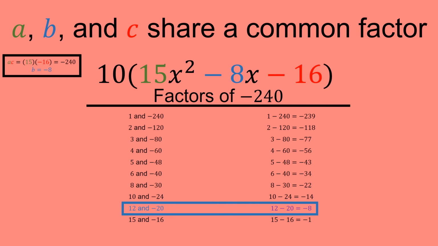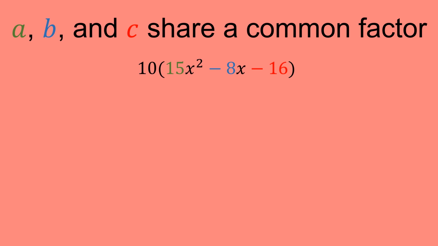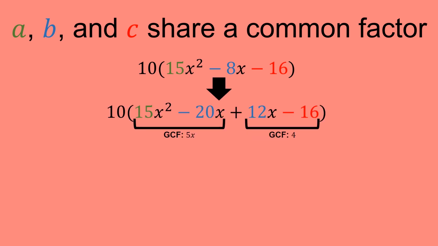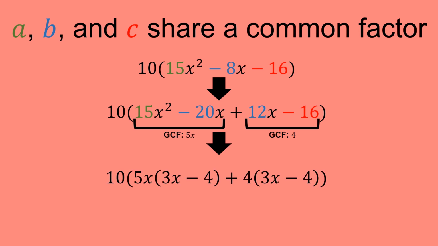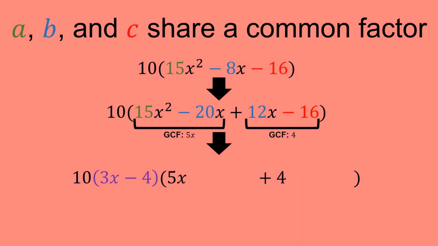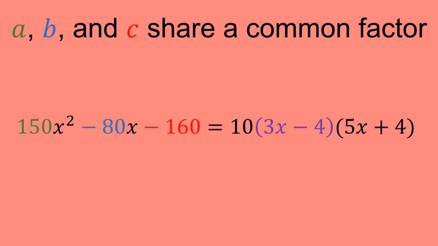And we just proceed with the problem as if we were doing the medium problem, where we now replace negative 8x with negative 20x plus 12x. We determine the GCF of each grouping. We then factor the GCF out of each grouping. We then factor out the common binomial, and we get our final answer. It's important that you keep the 10 out front and that you keep the 10 in that final answer. As you can see, we get 150x squared minus 80x minus 160 equals 10 times the quantity 3x minus 4 times the quantity 5x plus 4.